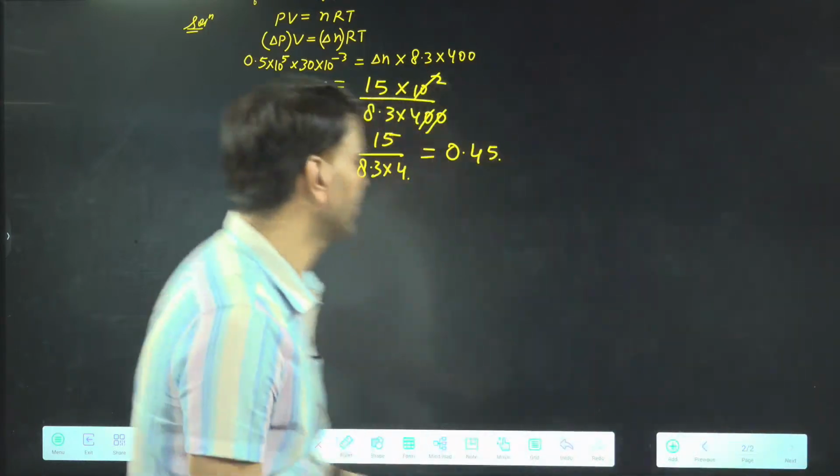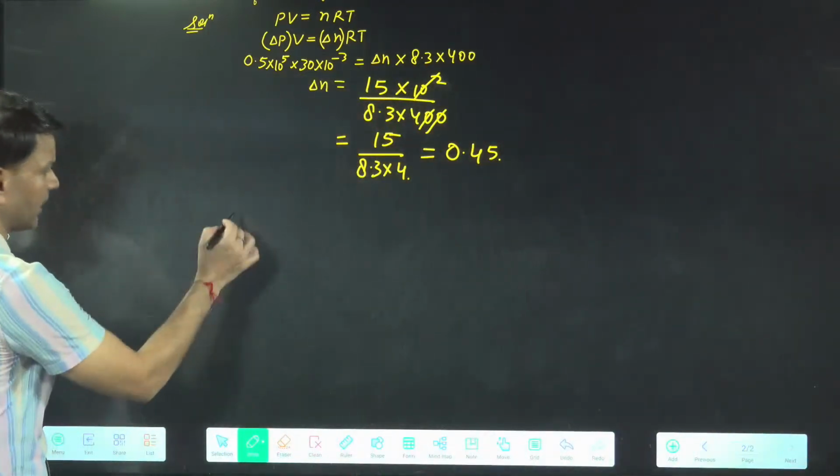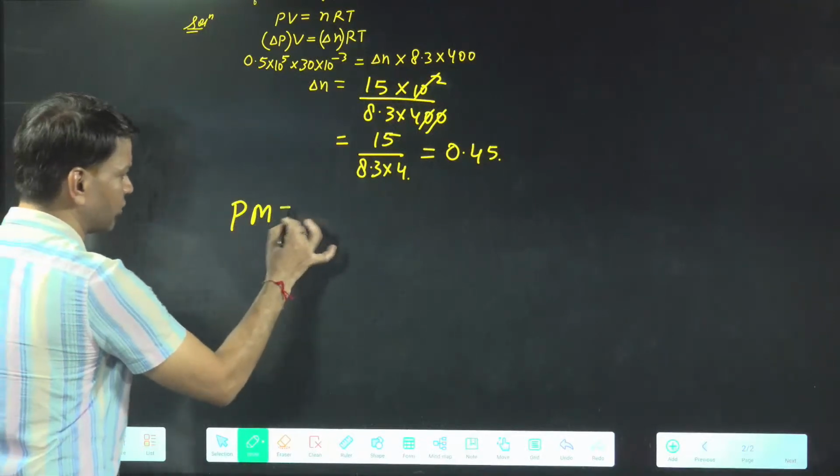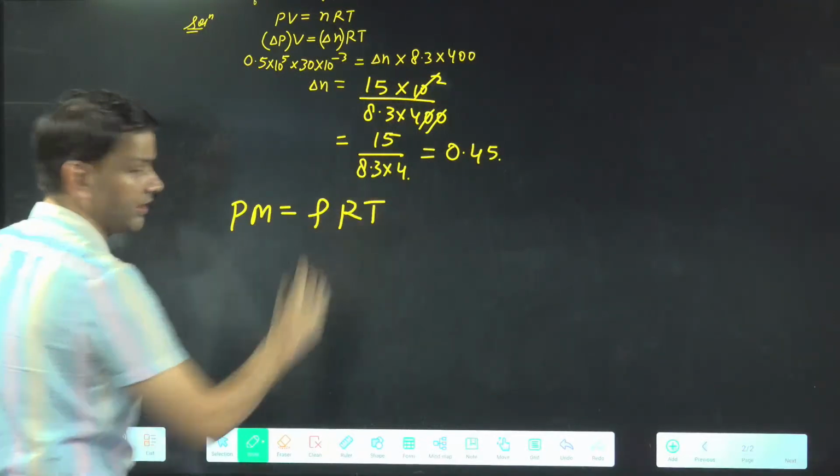Molar mass, how can we find it? We know the ideal gas equation, PM is equal to rho RT.